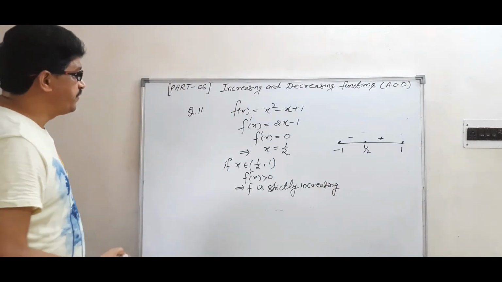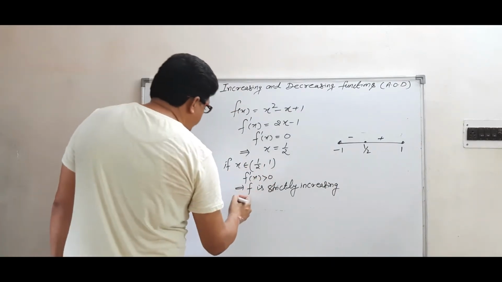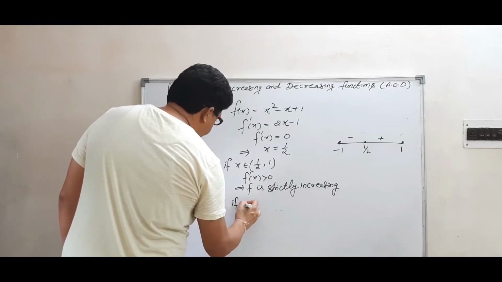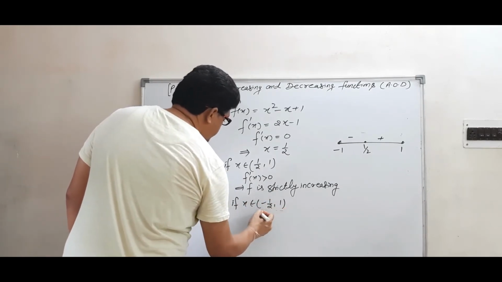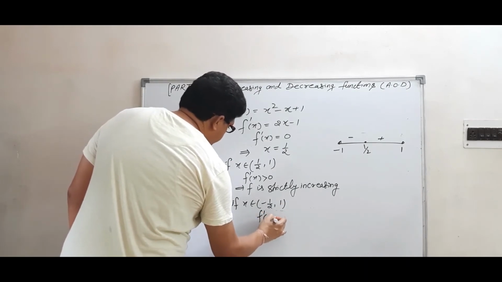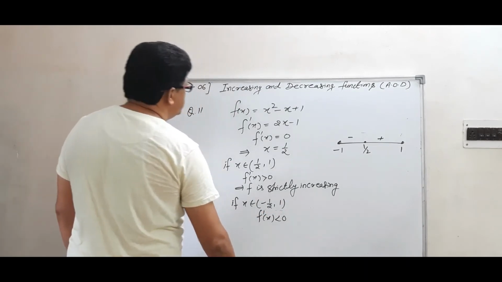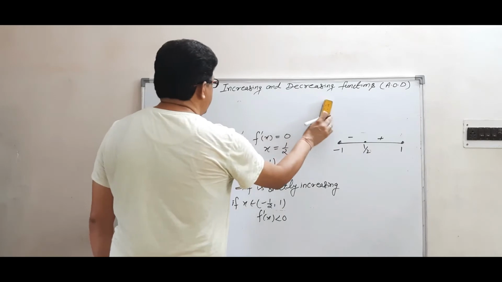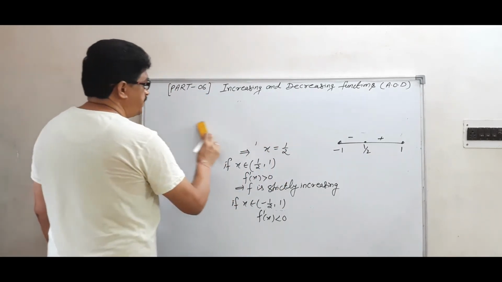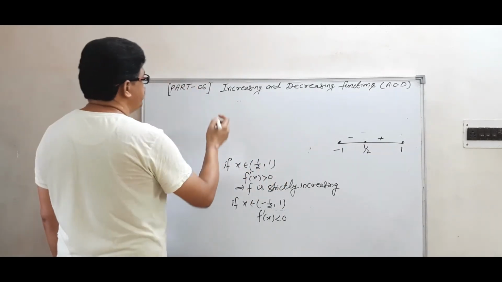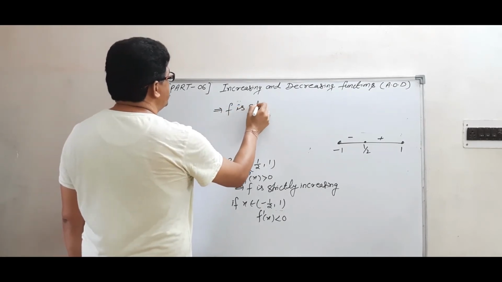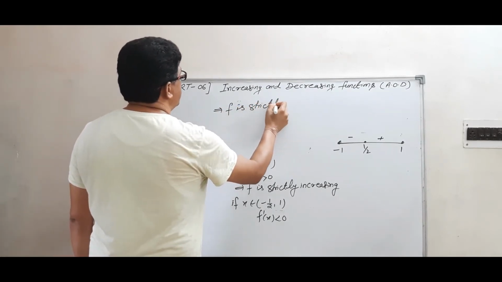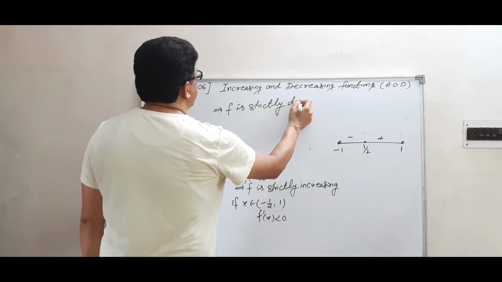But if x belongs to minus half to 1, f dash x is less than 0. So f is strictly decreasing. F is strictly decreasing.